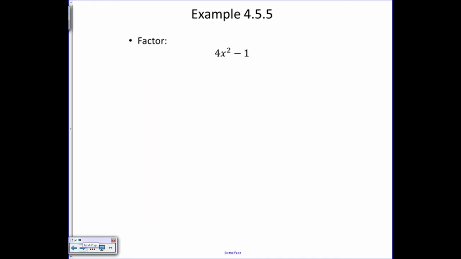Now, we can still use the method from the previous section, section 4.2, but we've got to make one little change here. We need a middle term, and there's not one here. So we can rewrite this as 4x squared plus 0x minus 1. We're just going to put a 0 in there as a placeholder. Now you can factor this just like we factored everything else. Take the first number and the last number and multiply them together. 4 times negative 1 is negative 4.